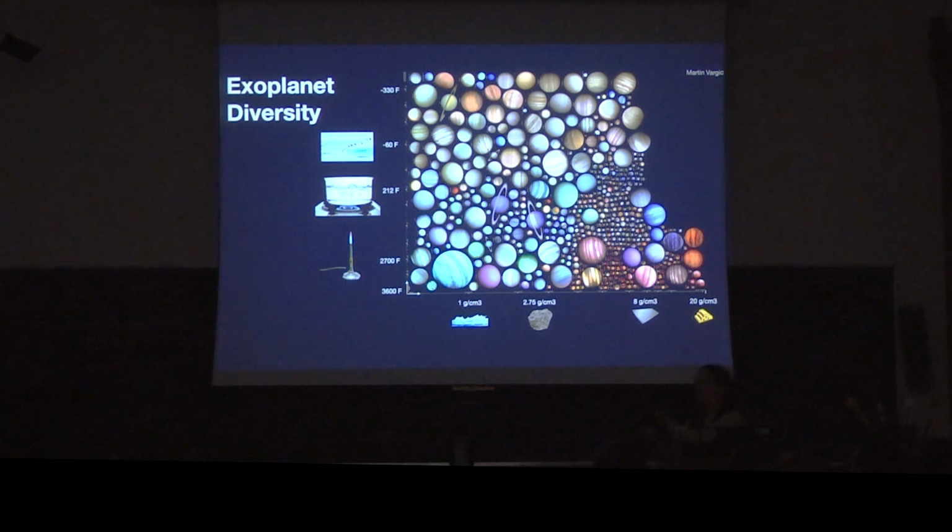One thing that was not on this figure, because it got made a while back, is that there are actually planets that are about as dense as cotton candy. So I like to throw the fluffy stuff picture over here. Those are called super puffs. And they're very low density, really puffy planets.